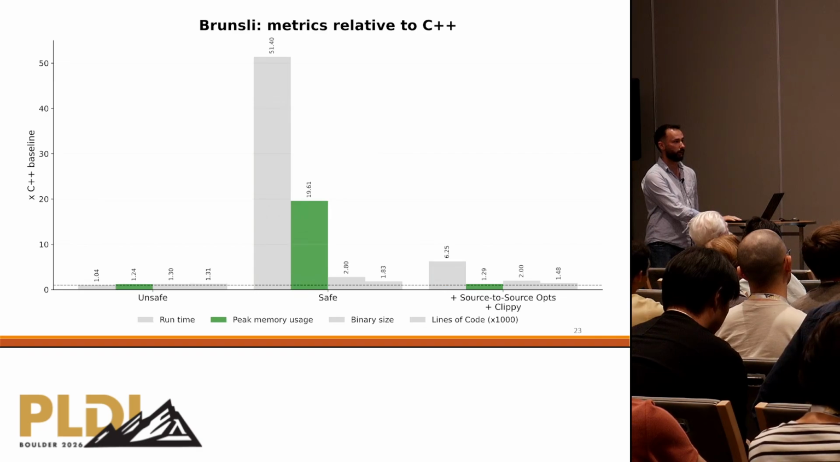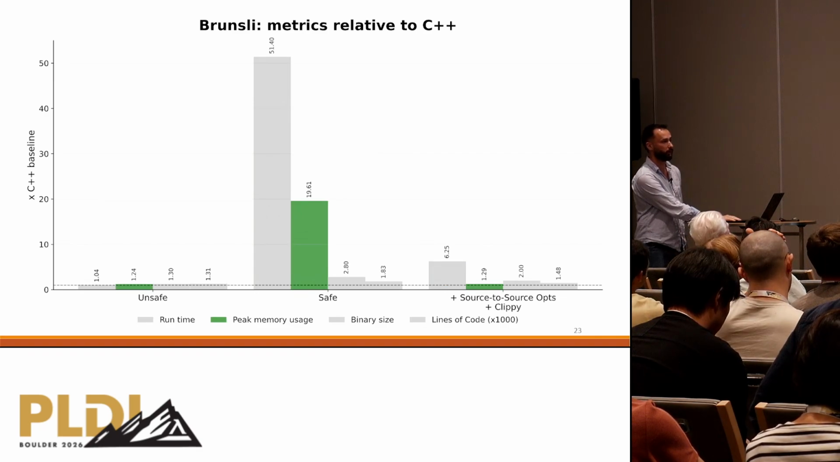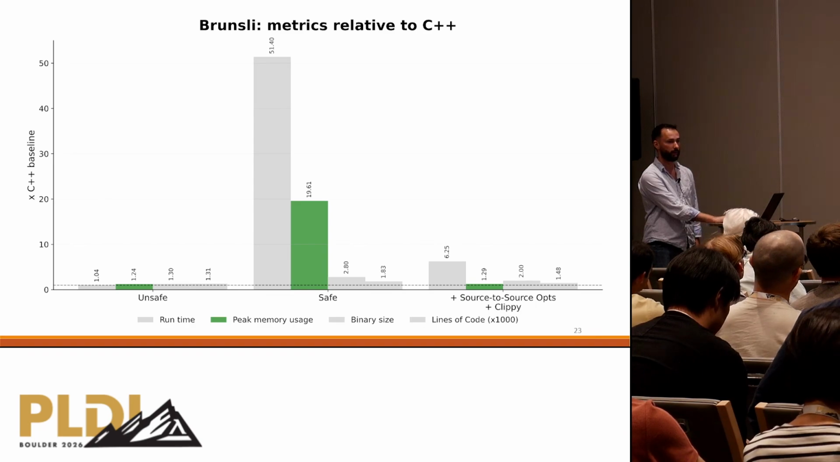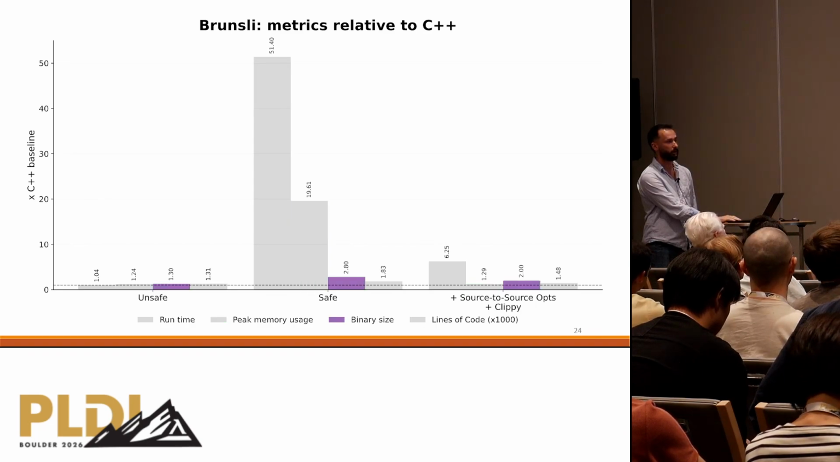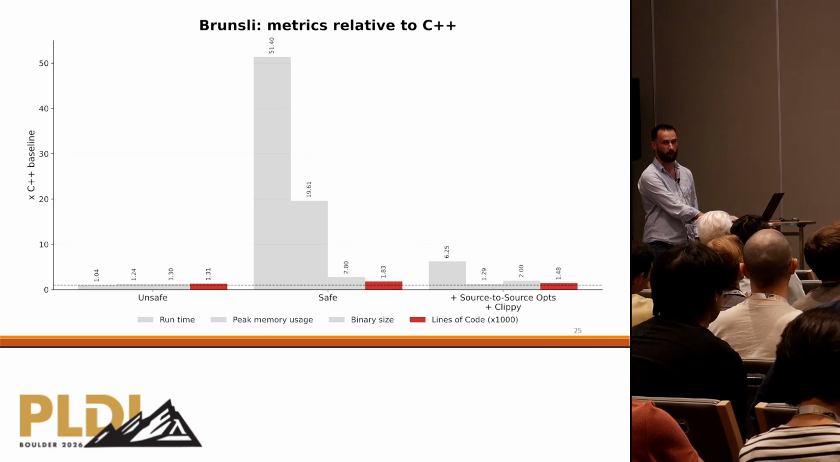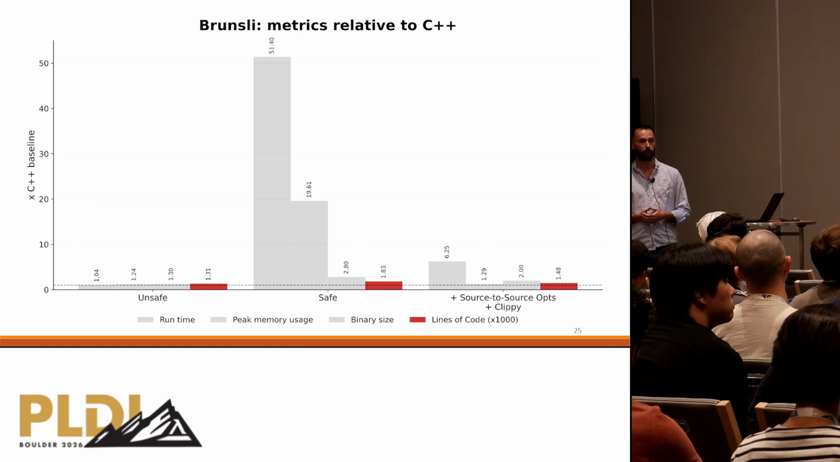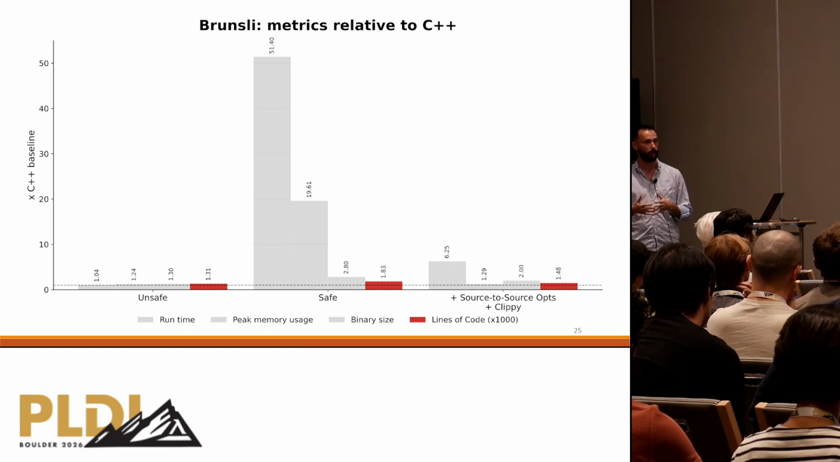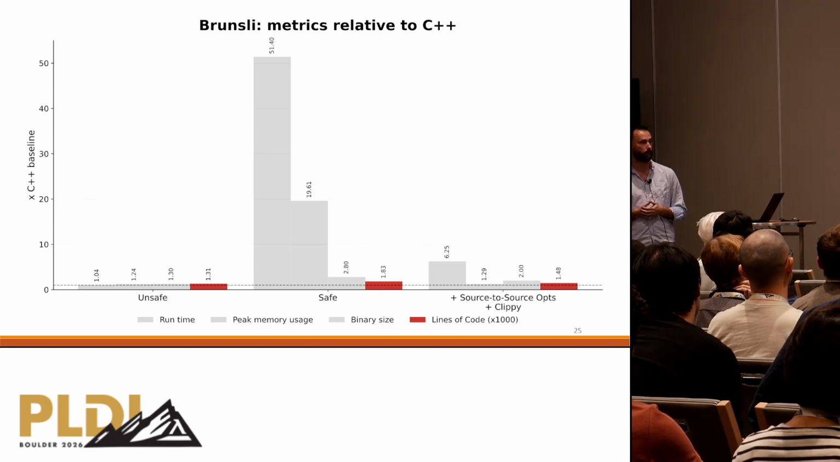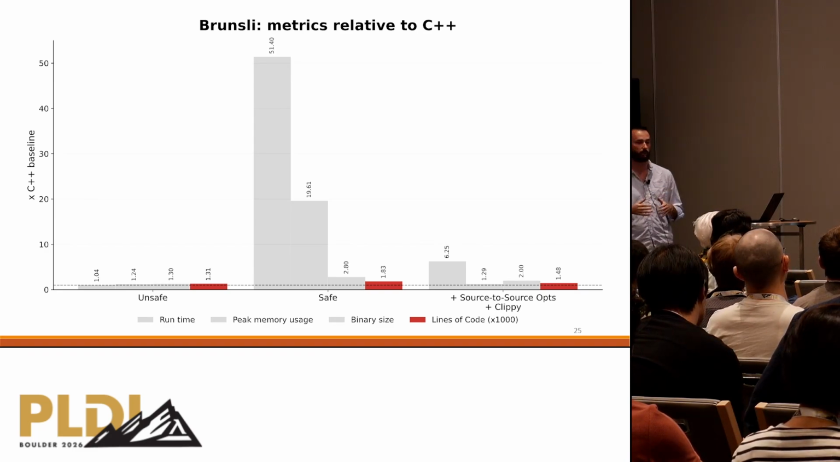Memory-wise, we also optimize it because we get rid of RC and ref cells. And the numbers for binary size and lines of code are, again, quite flat. So these two applications, WOF2 and Bruce Lee, we managed to translate them to safe Rust without adding any bugs. And we brought the performance as close as possible to C++.